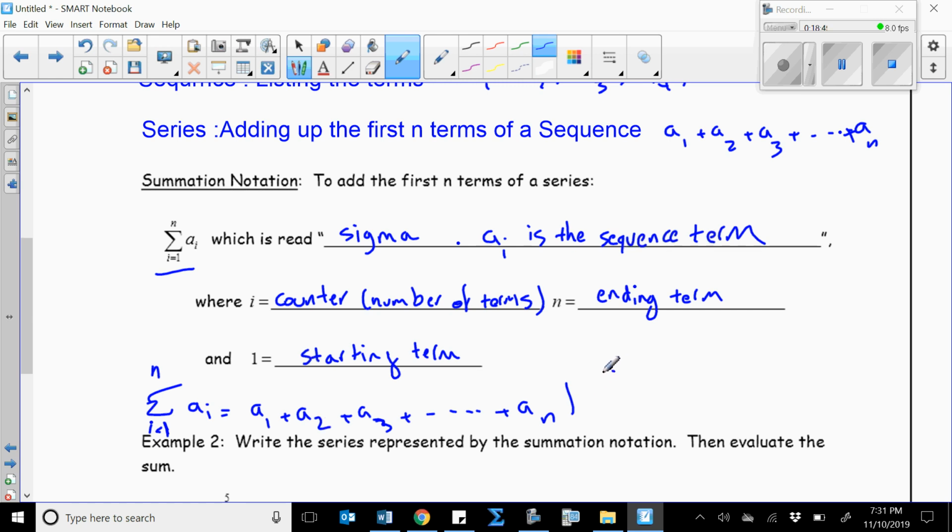Let me give you another example. Let's say I have sigma of 2A_i, and i is from 3 to 5. So this sigma notation will be equal to 2A, the starting i is 3, so A3. The next term will be 2A, adding 1 to 3 gives 4, so it will be A4. Then 2A, the next term will be A5, because I'm adding 1 to the value of i. I'm going to stop here because that's the end of my terms. So this will be the series that can be shown using this sigma notation.